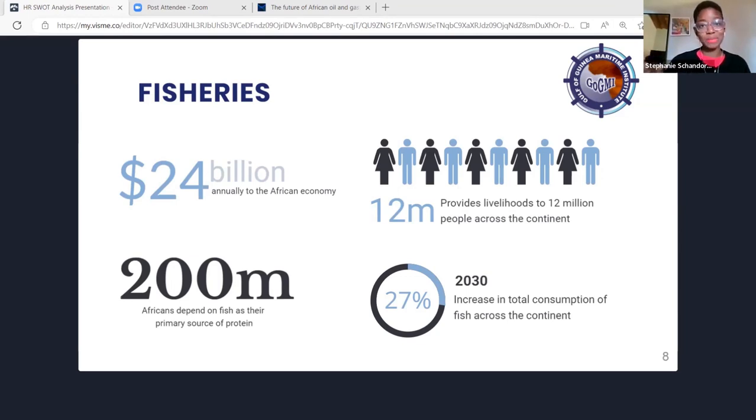So what does this mean? You might think 200 million is a huge figure, but by 2030, that is likely to increase marginally. So we see here that Africans need fish for nutrition as much as they need fish to support their livelihoods, right?